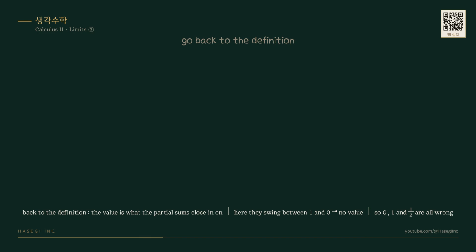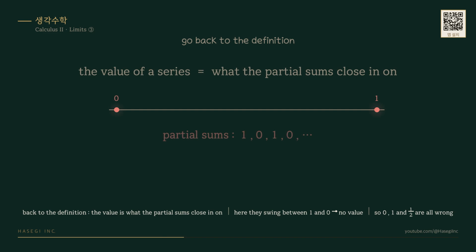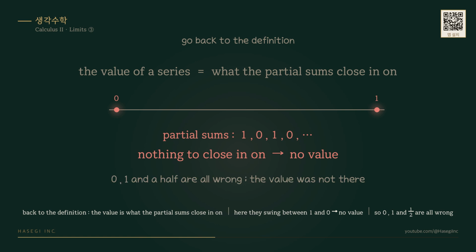So go back to the definition. The value of an infinite series is the value its partial sums close in on. Here, the partial sums swing between 1 and 0. There is nothing they close in on, so this series has no value. That means 0, 1, and a half are all wrong. We treated a value that does not exist as if it did, and out came any answer at all.